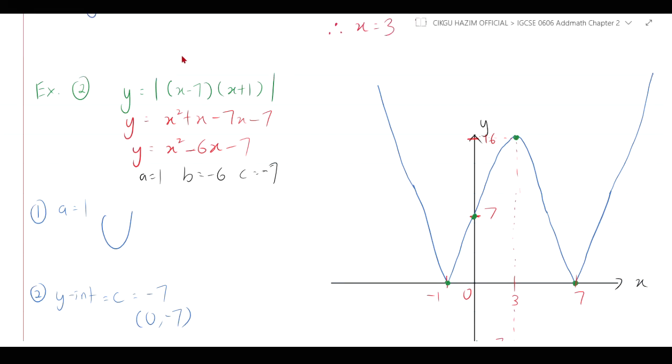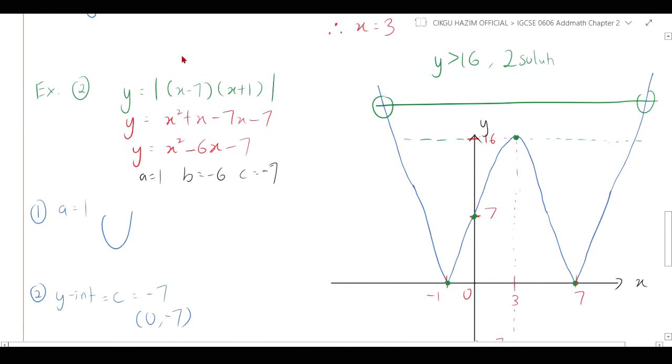So this is how we draw the modulus graph, and which regions could have 2, 3 and 4 solutions. Whatever is higher than 16 here, when y is higher than 16, you're going to have only 2 solutions, which is only 2 intersections. And when y is exactly at 16, you're going to have 3 solutions, 1, 2 and 3. So here we have 3 solutions.